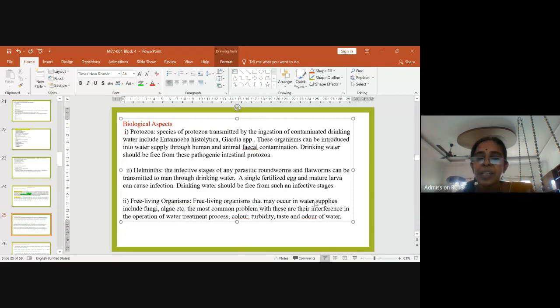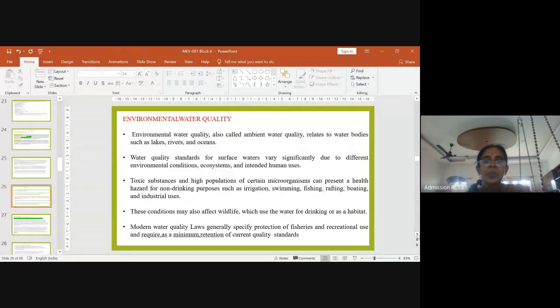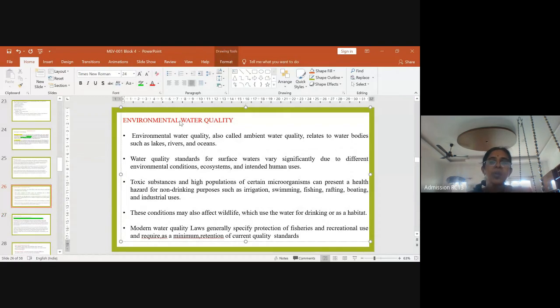It forms a hindrance, it changes the color, taste, and odor of the water. So this is the biological aspect. So next one is environmental water quality.